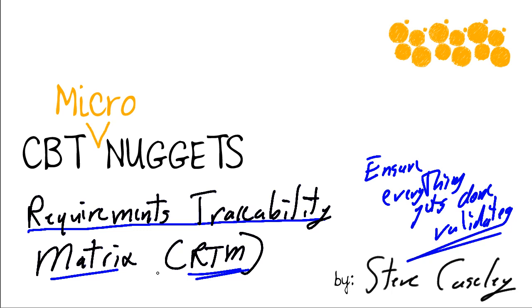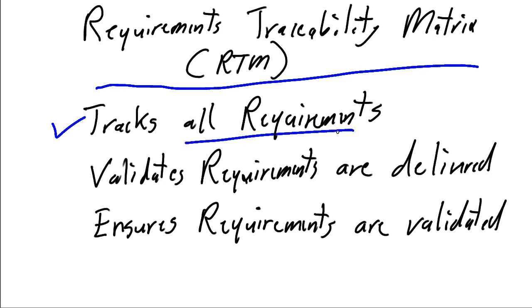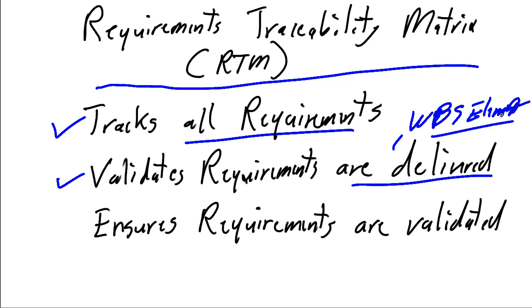And we do that through the RTM, and the RTM can be as simple as a spreadsheet where we list the requirements on one axis and we list the validation on the other. As discussed, the RTM as simple as it tracks all of the requirements. So we enter all of the requirements as they're decomposed into our RTM, and then we use the RTM to validate that the requirements are delivered. By that, we have a WBS element assigned to every one of the requirements. And finally, we ensure that all of the requirements are validated by test cases or other validation methods.